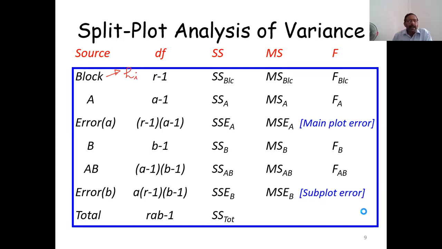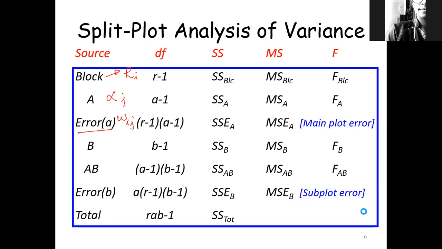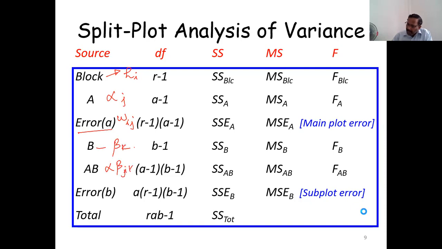tau I. What is the effect of A? Look at the model. Alpha J. What is error A? WIJ. B? Beta K. Yes. This is alpha beta JK. And this is the error term IJK. You see, all the components are there.